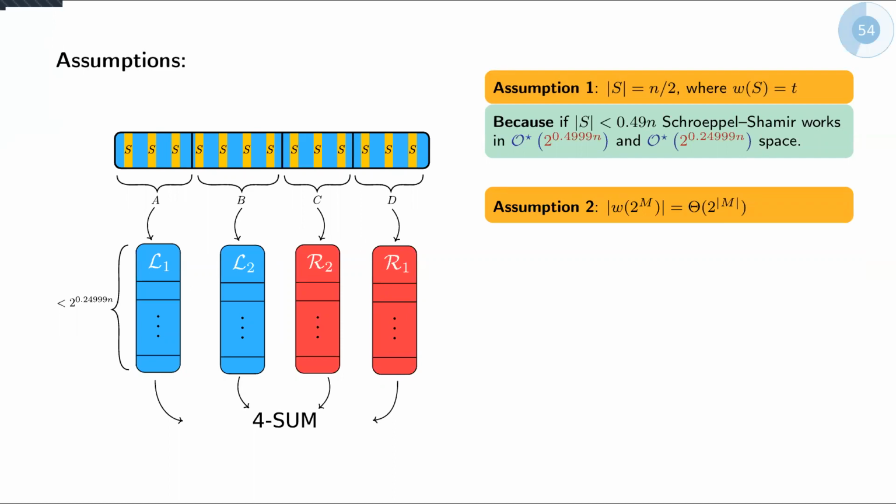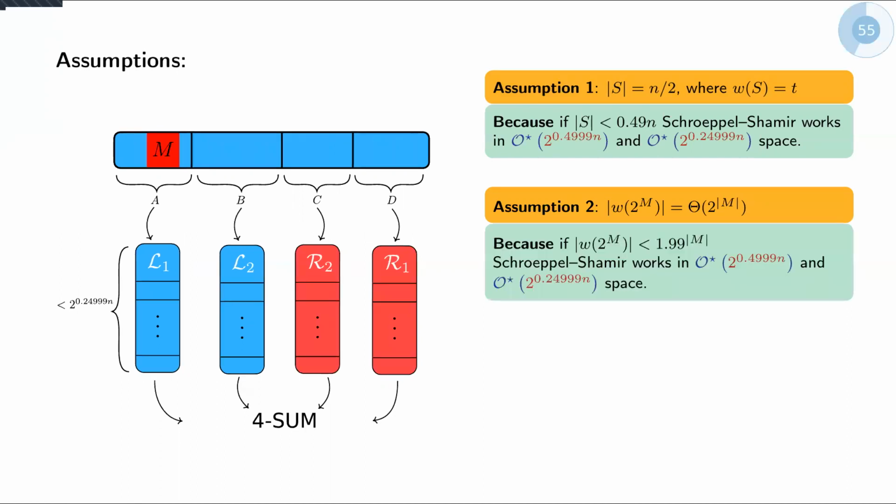Then I will have a second assumption that is not that trivial: if you randomly select a subset of n numbers, then this set will generate 2 to the size of this set different sums. I can assume that because otherwise Schroeppel and Shamir works fast enough, and the idea is basically the same. Suppose you have this set calligraphic M, and it generates less than 2 to the m sums.